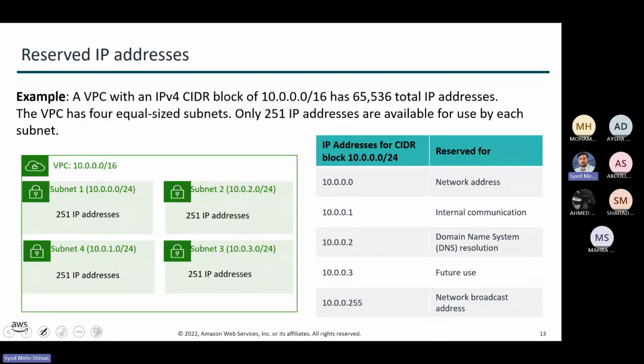Now, reserved IP addresses. If you see here, the VPC with IPv4 CIDR block 10.0.0.0/16 means 65,536 total IP addresses, because 16 bits are for the network and 16 remaining are for the host. The VPC has 4 equal-size subnets. Only 251 IP addresses are available for use in each subnet.